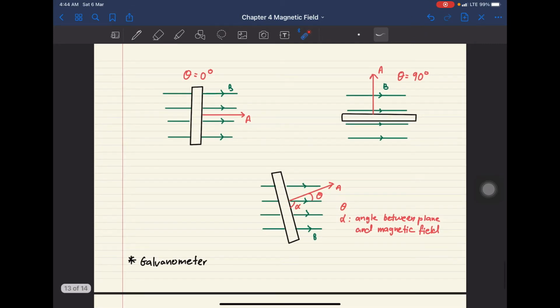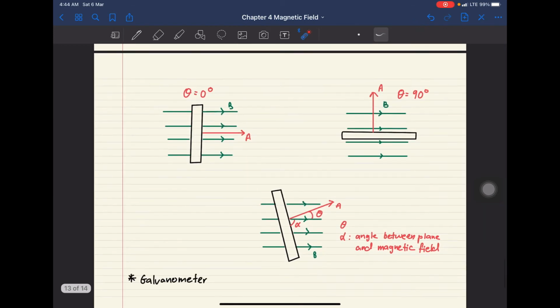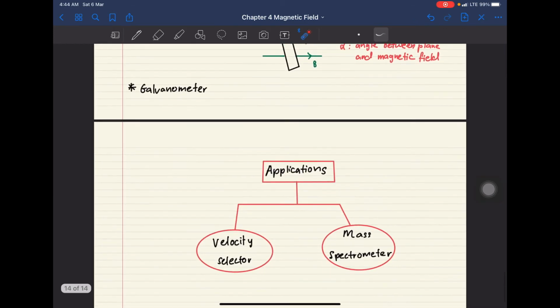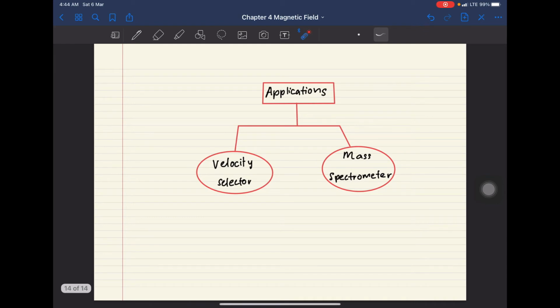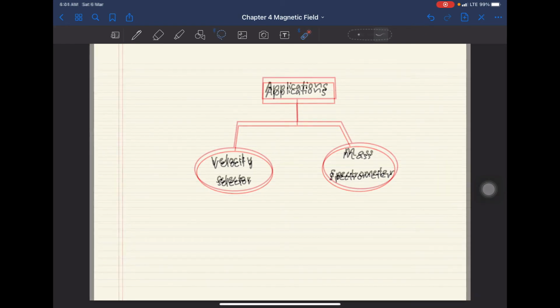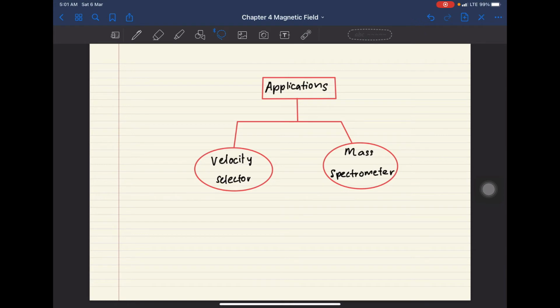One of the applications for this subtopic, torque on a coil, is the galvanometer. Moving on to the last subtopic, which is about applications. Some of the applications are the velocity selector and mass spectrometer. Normally these two exist together. Usually the particles go through this one first and then through this one. Roughly it looks something like this. But I think I will give you a video on YouTube, hopefully one with a simulation or animation so that you can understand it better.